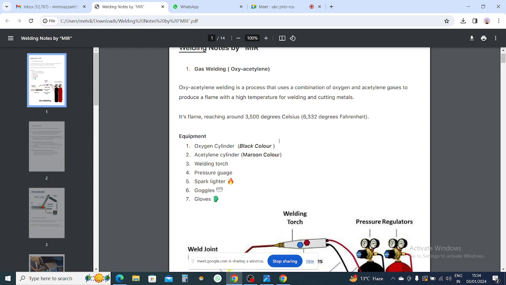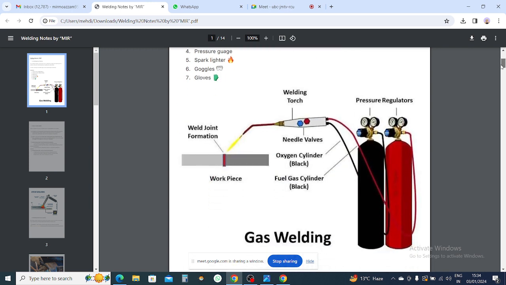The noticeable thing here is the equipment. We can see the oxygen cylinder is black in color. Maybe they will ask the color of the cylinder, so it is always black. You can see in hospitals also black color, and the neck is white. The acetylene cylinder is maroon color. This is the acetylene cylinder and the oxygen cylinder. These are the pressure regulators and welding torch. These are the components.